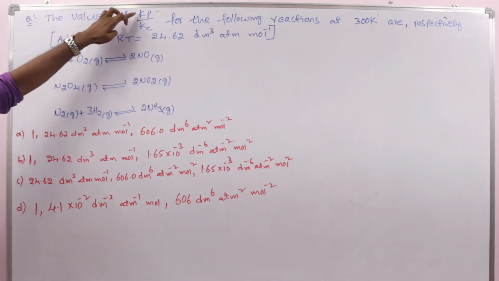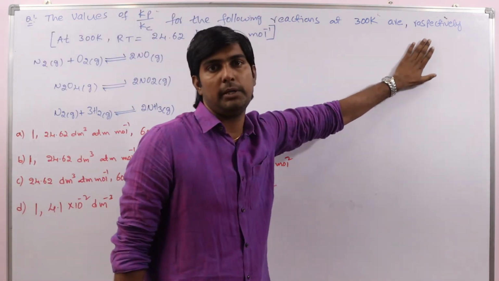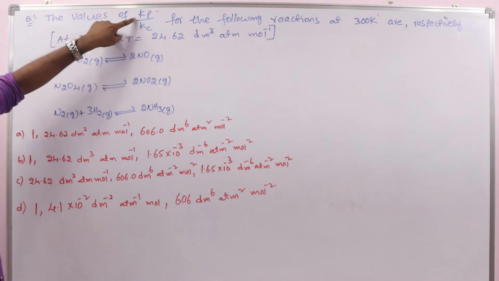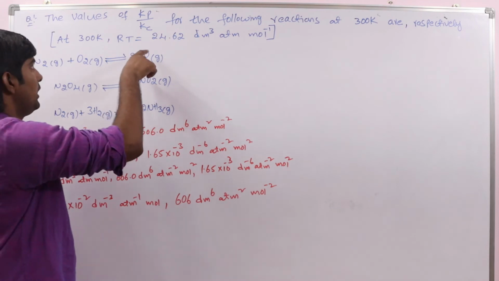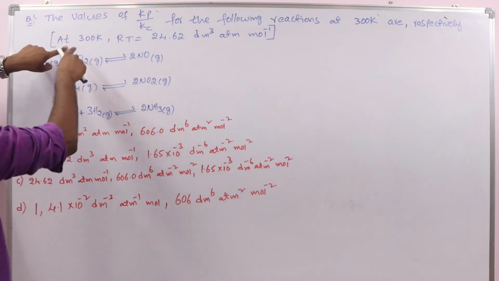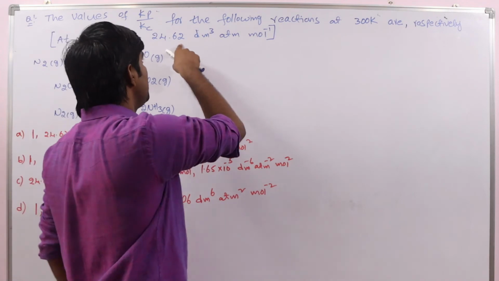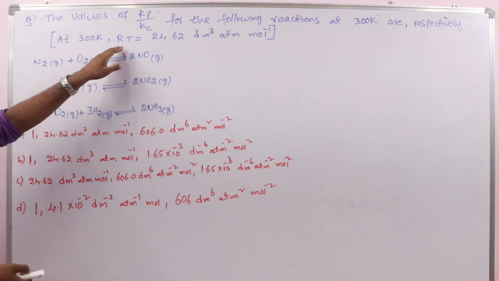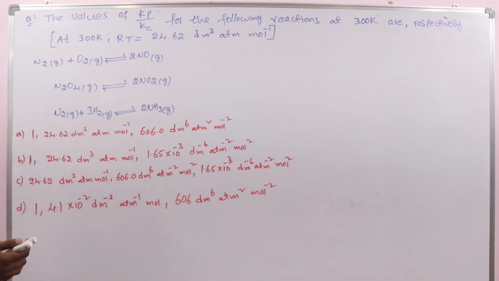The values of Kp by Kc for the following reactions at 300 Kelvin are respectively. Here 3 reactions are given, and for them we have to find the Kp by Kc value. They have already provided in the problem that at 300 Kelvin, R into T value equals 24.62 decimeter cube atmosphere mole inverse. So R into T value is this much, already given, and these are the options.